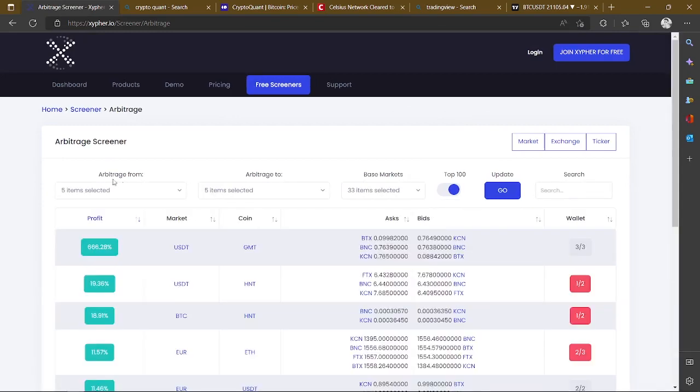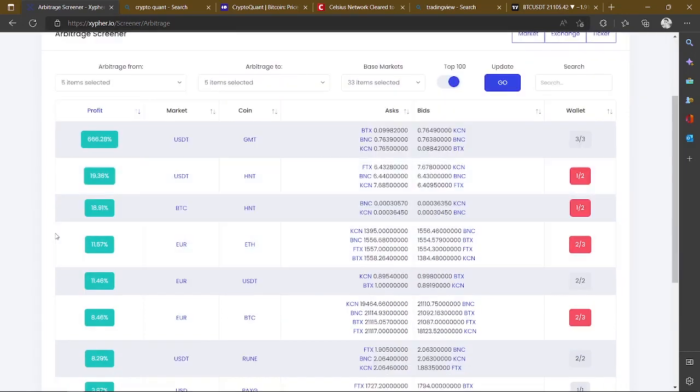If I click right there, you can see that it's going to show me a bunch of arbitrage opportunities that are actually available right now. Let's take for example HNT right here. It says that we should buy from FTX at this price and sell to KuCoin at this price, and we're going to make at least 19% by taking this crypto arbitrage opportunity.